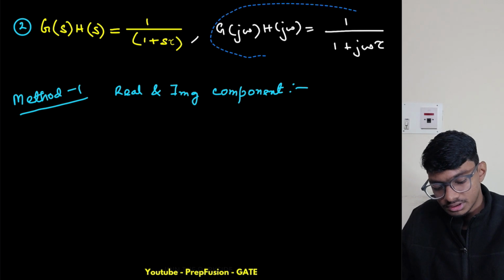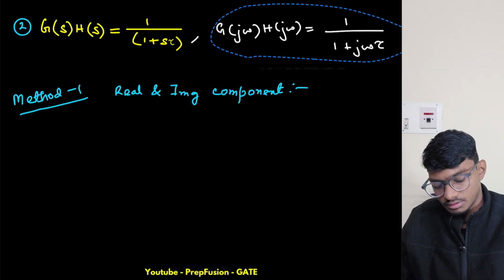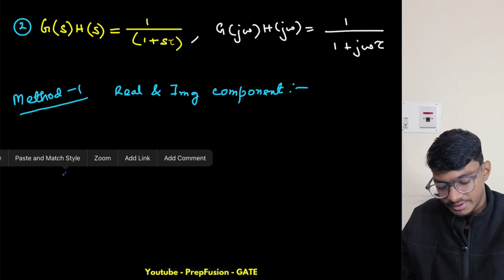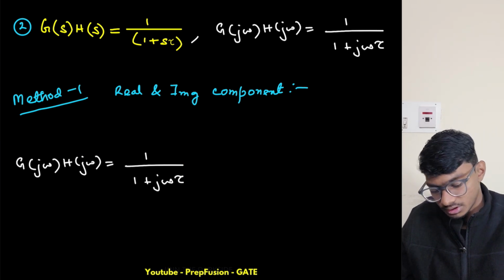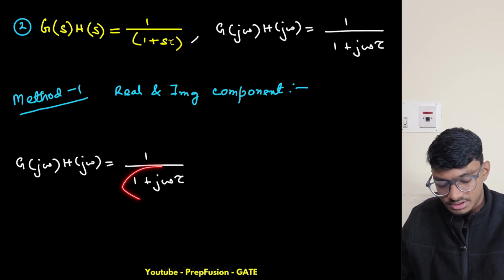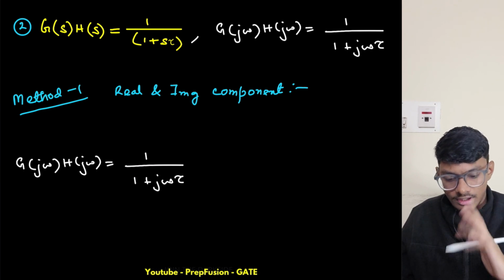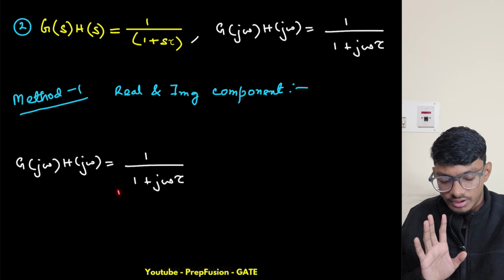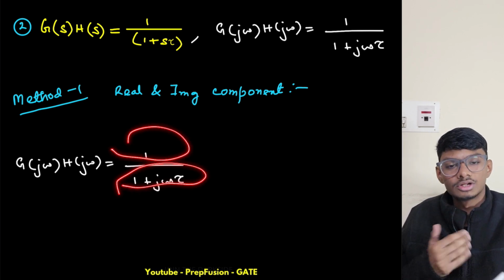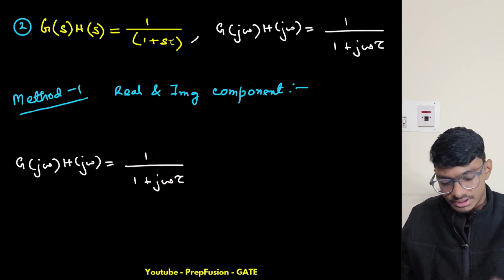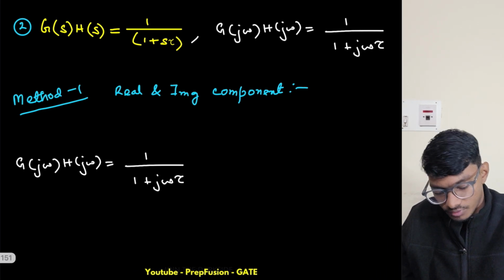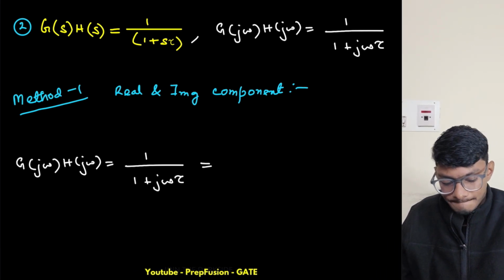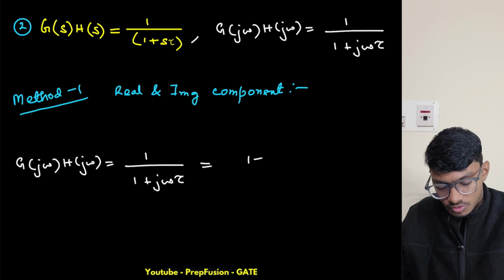So what I will do is the complex conjugate multiplication, rationalization if you call it. I have to make this denominator real and separate this into real and imaginary components. That's why I will make the denominator real, and in the numerator I will get real and imaginary components. Let's see. So I will multiply with the complex conjugate basically.